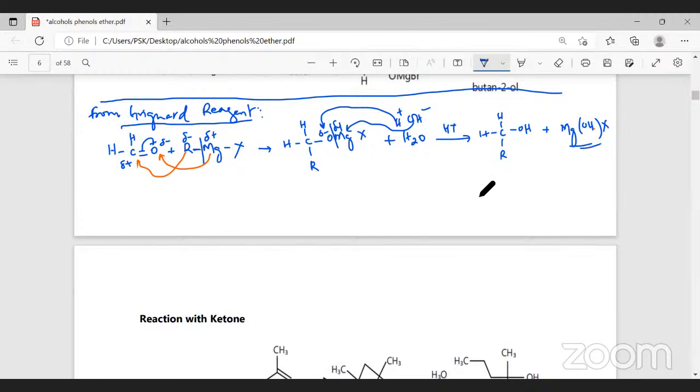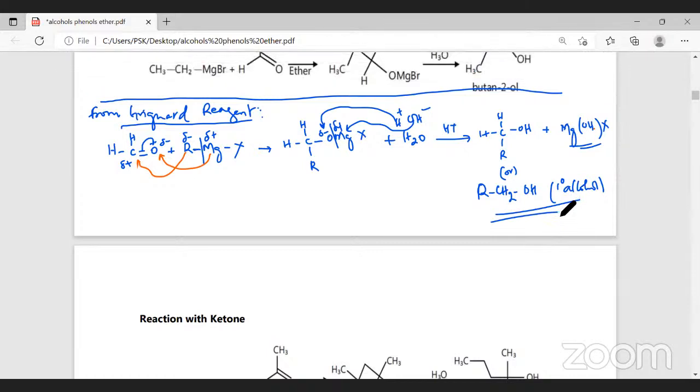This is the byproduct. This is written as R, CH2, OH. We can write this as RCH2OH. This is nothing but a primary alcohol. So whenever formaldehyde, methanal, methanal is the IUPAC name, is reacted with Grignard reagent, an intermediate compound is formed, which on hydrolysis gives what alcohol? Primary alcohol.